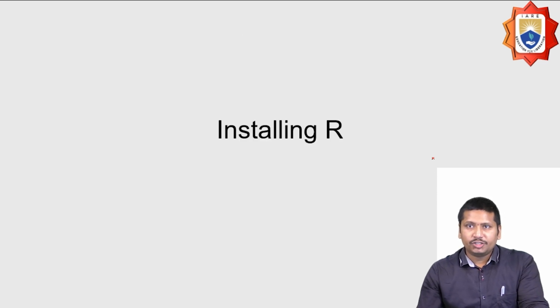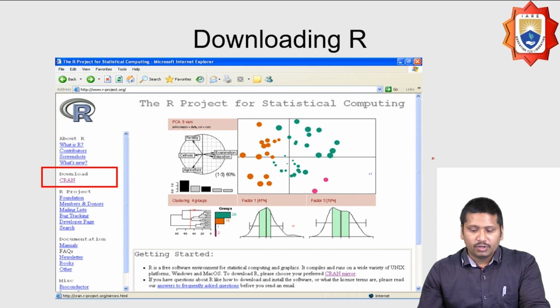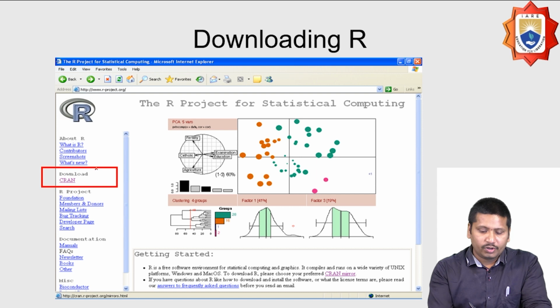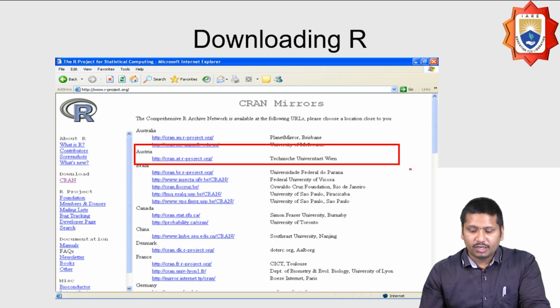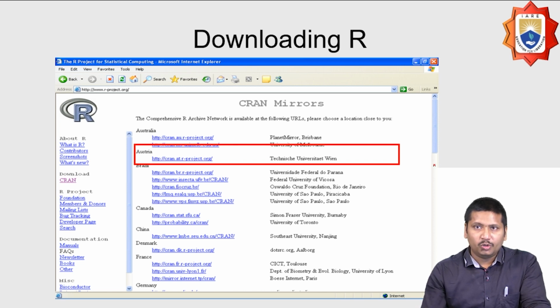When it comes to installation of R, first go to the site of the R Project for Statistical Computing. If you look at the left side, there is CRAN, and by downloading from that, we will be able to download the R software. Based on the country, I can download it.